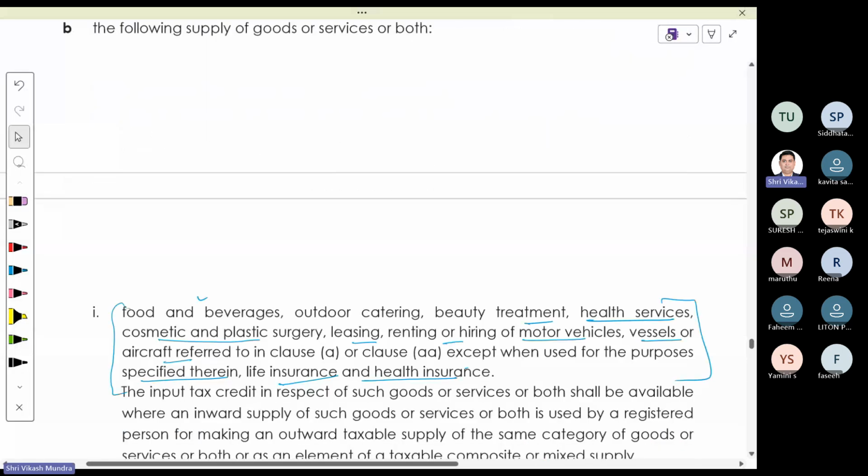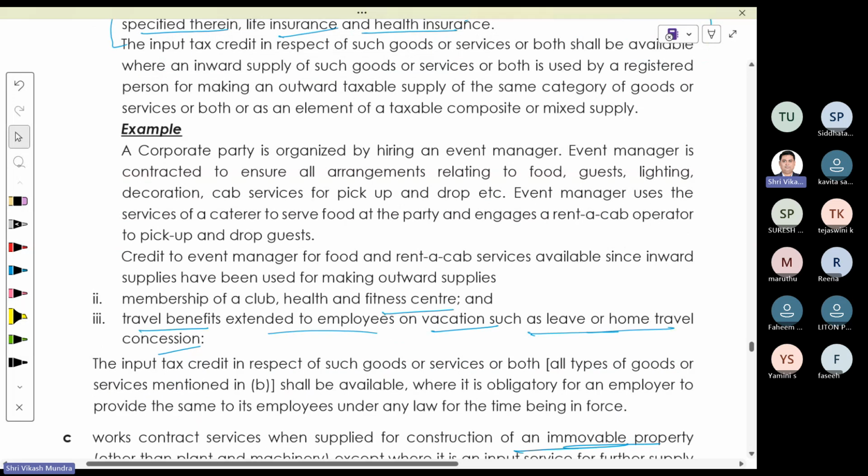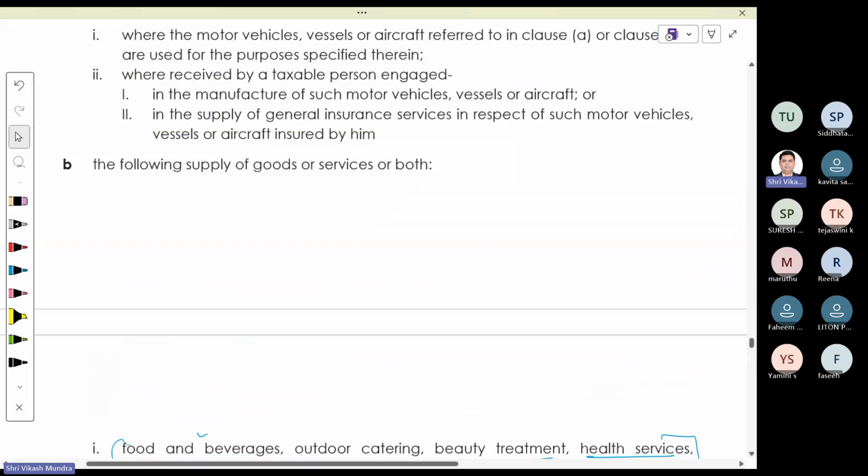Then food and beverages, outdoor catering, beauty treatment. Don't you think all these are personalized services? ITC is not available on these types of services, membership of a club, health and fitness center, travel benefit extended to employees on vacation. However, if the employer is legally bound to provide these services mentioned in clause B, that means food, beverage, outdoor catering, etc.